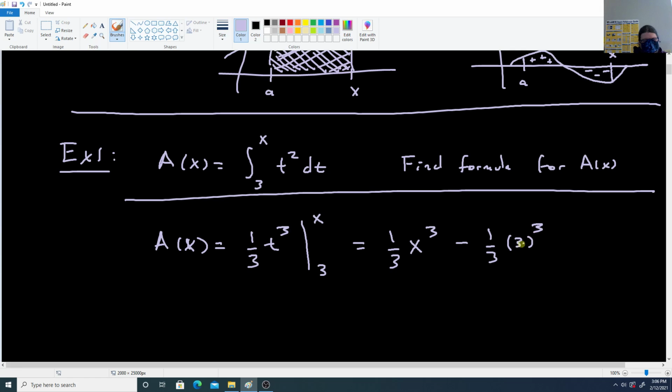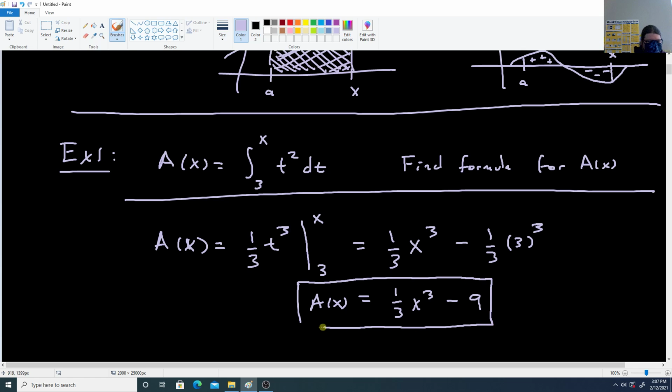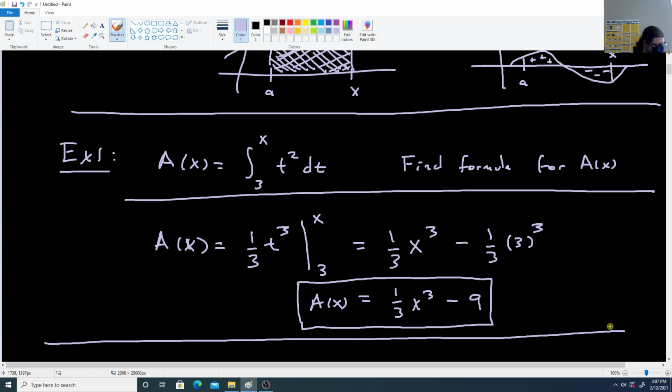3 cubed is 27, so let's write it out this way. A of x here is equal to 1/3 x cubed minus 27 over 3. 27 divided by 3 is 9, so it's 1/3 x cubed minus 9. And this will be our area formula. Okay, so we got our area formula back from that.